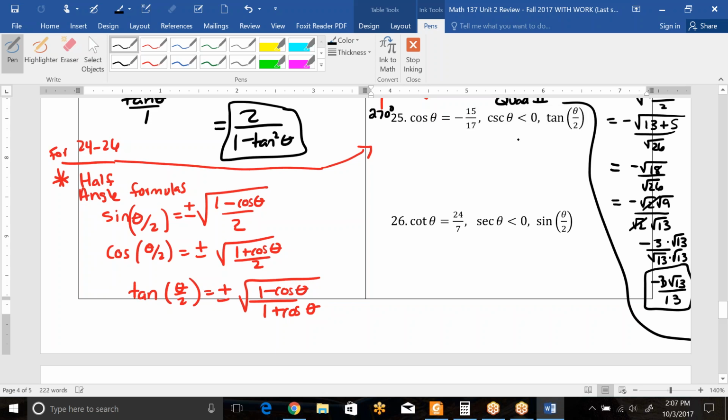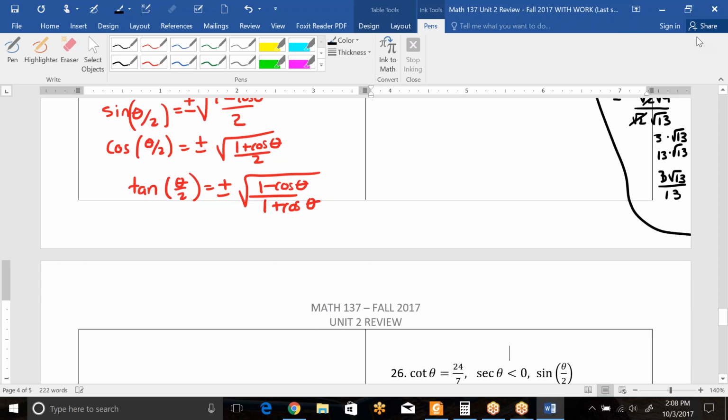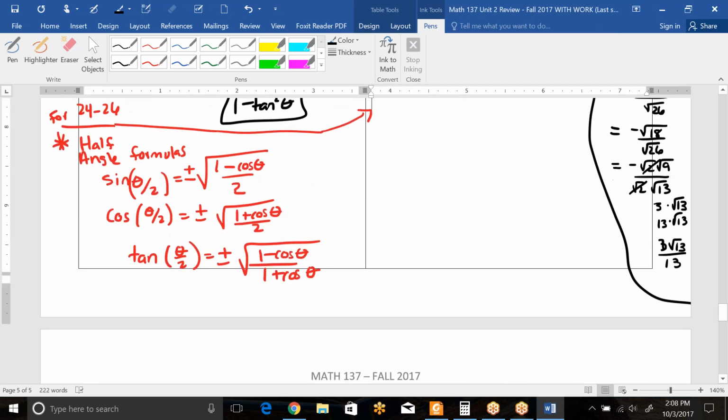I will obviously need to probably give myself more room to do 25. So give me just a second and I will delete 26 and put it on the next page. Okay, I moved 26 down to the next page so that I'll have more room to do 25.